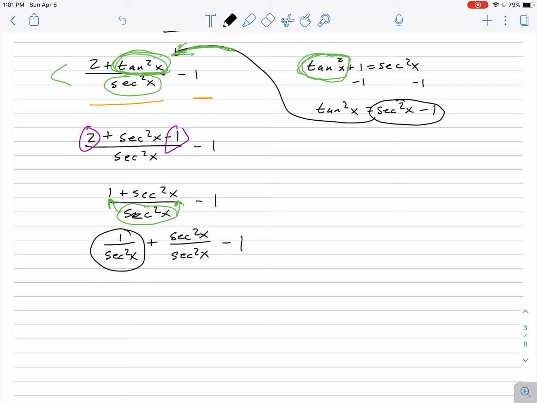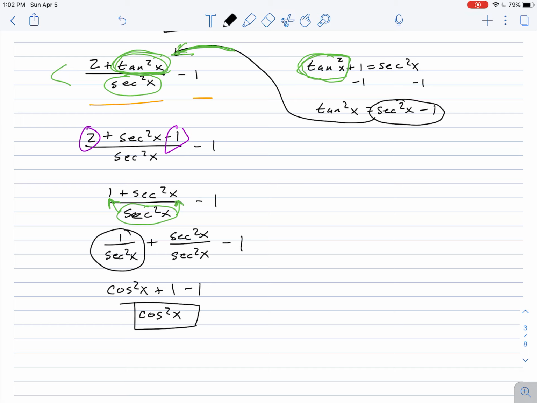Now let's reduce 1 over secant. Okay, what happens when you flip secant? Well, when I flip cosine, I get secant. So it then follows that if I flip secant, I get back to cosine. So this is cosine squared x. Secant over secant, well, that's 1. And then I've got this minus 1. Oh, those 1's cancel. And I've got cosine squared x. That was the magic that I was waiting for.